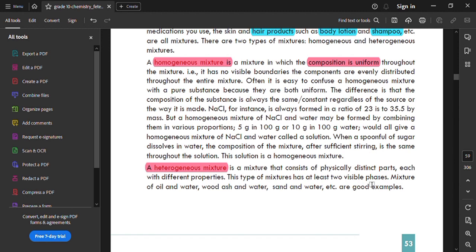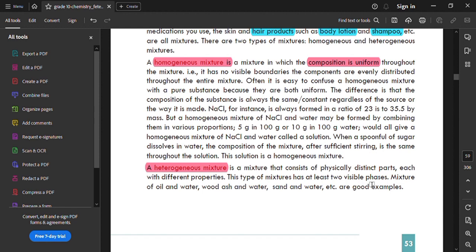Therefore the difference between homogeneous mixture and heterogeneous mixture is: homo means the same or uniform, and in homogeneous we cannot see the particles with our eyes; and in heterogeneous, hetero means different, and we can see the particles with our eyes, as well as it is not uniform.